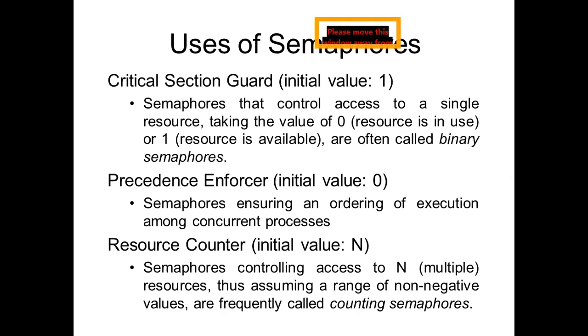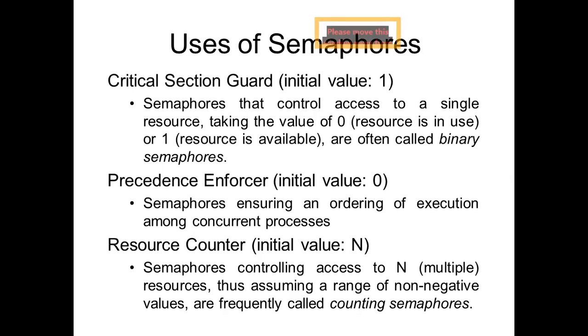It also acts as a resource counter. Then for the initial value we set multiple values, initialized by n. N means a multiple-value semaphore controlling access to multiple resources, thus assuming a range of non-negative values. These are frequently called counting semaphores.